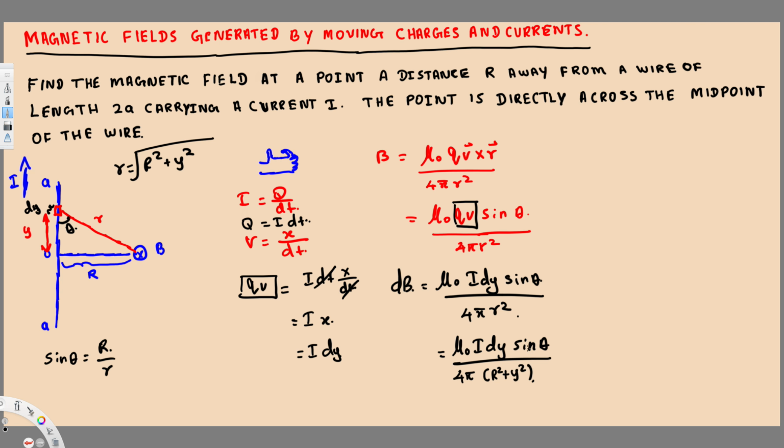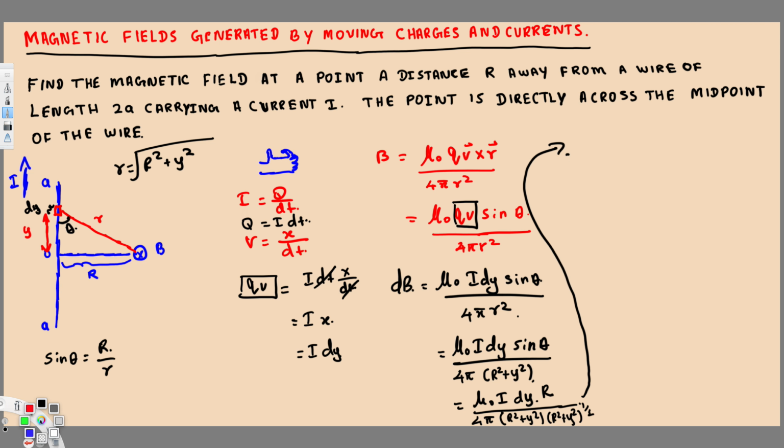Now let's apply the sine theta. If I put the sine theta, mu naught I dy, and instead of sine theta, if I place r over r in the denominator, 4 pi, and instead of this r I can put this one right here. It's r square plus y square. If it's square root, it means power half, right? So this is going to be power half: r square plus y square, power half. So this is what we have. Let's continue this one right here, and let's see what we get.